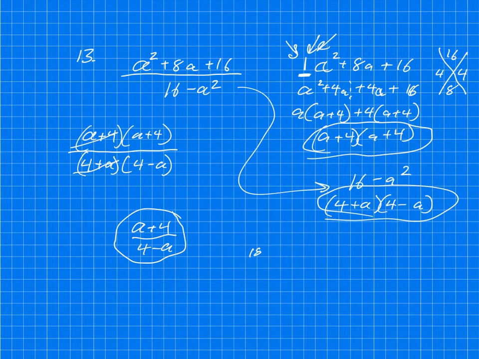This is number 18: 5C plus 3D over 2 times 5C squared plus 3D squared.